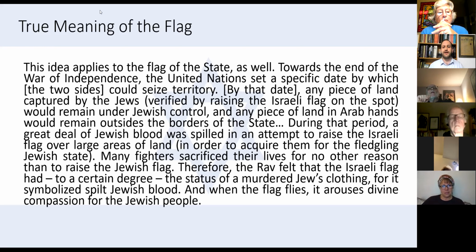Many fighters sacrificed their lives for no other reason than to raise the Jewish flag. Therefore, the Rav felt that the Israeli flag had, to a certain degree, the status of a murdered Jew's clothing, for it symbolized spilt Jewish blood. And when the flag flies, it arouses the divine compassion for the Jewish people.